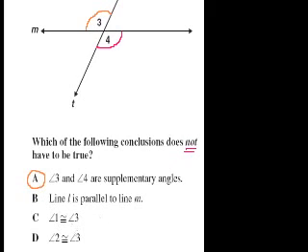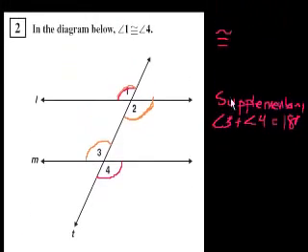Angle 1 is congruent to angle 3. Once again, if angle 1 is congruent to angle 4, so those two are congruent, and angle 3 is congruent to angle 4 because they're opposite angles, or, instead of saying congruent, I could say equal, then angle 1 is also going to be congruent to angle 3. If this is equal to this and this is equal to this, then this is equal to that.